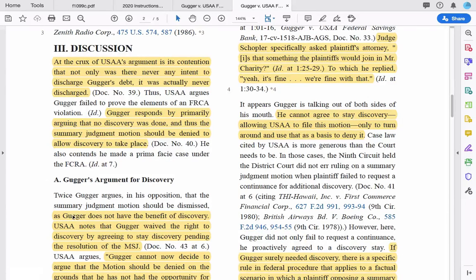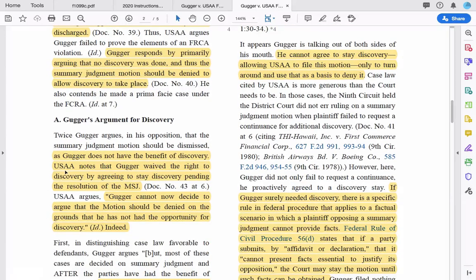The consumer keeps talking about, hey, I didn't have the benefit of discovery. And the bank says, yeah, you waived your right to discovery. You agreed we would not conduct discovery until after the motion for summary judgment. So the bank argues he cannot now decide to argue the motion should be denied on the grounds he's not had the opportunity for discovery. The judge says, indeed.